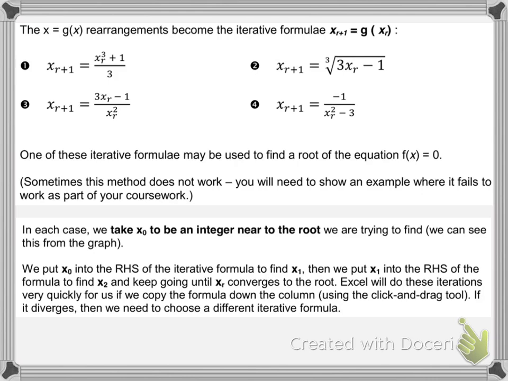All you have to do, once you've rearranged it and you've got x on one side and g of x on the other, is this: your iterative formula is x_(r+1) on the left, and then anywhere that you have an x on the right hand side of your equation, that will be x_r. Then your x_r value gets put into your g of x to produce the next value, which is x_(r+1).